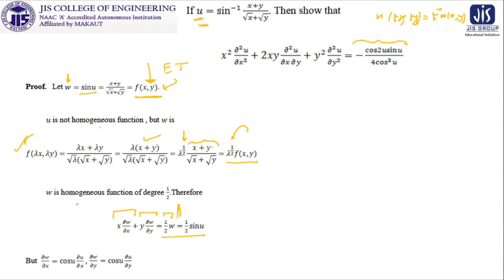Now look at this. We can calculate del w del x, because our job is to show this expression. So in place of del w del x, we can write cos u del u del x. Why? Because w is a function of u, as we have assumed, and if we partially differentiate w with respect to x, actually we have to differentiate sin u with respect to u and then del u del x. This is a simple application of the chain rule. That is why del w del x is cos u del u del x and del w del y is cos u del u del y.